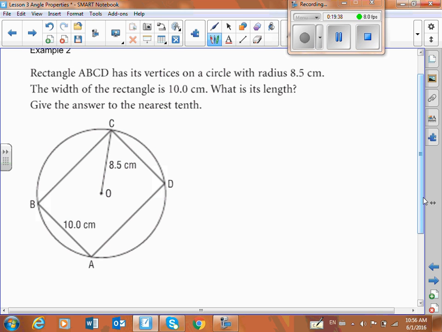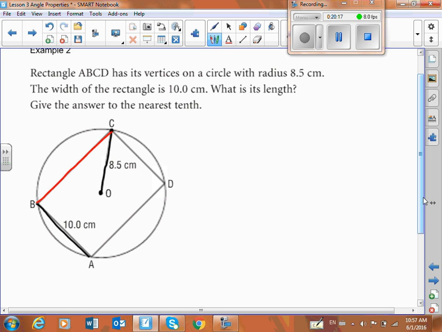All right, rectangle ABCD has its vertices on a circle with a radius of 8.5. The width of the rectangle is 10 centimeters. What is its length? Give the answer to the nearest tenth. Okay, so if we're talking about what we know already, we know that A to B here is 10. We know that O to C is 8.5. Okay? And what we're after here is this length, BC.